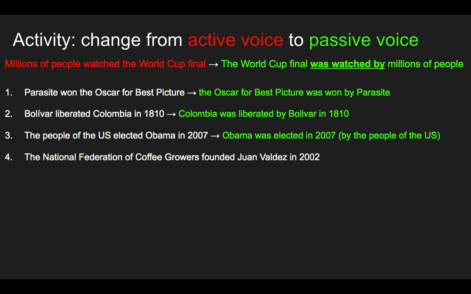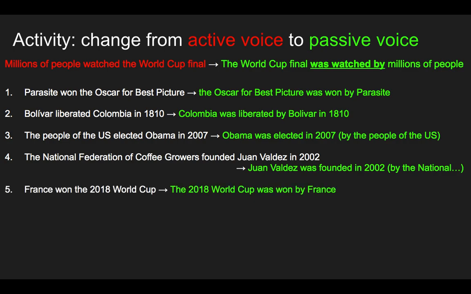The National Federation of Coffee Growers founded Juan Valdez in 2002. Again, this is a similar example. We don't really need to say that the National Federation of Coffee Growers founded. You can say Juan Valdez was founded in 2002. And that's it. That's the most important information. France won the 2018 World Cup. The 2018 World Cup was won by France.